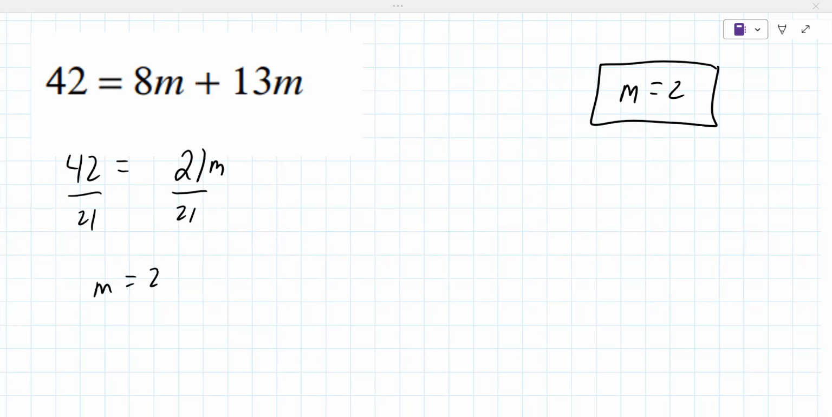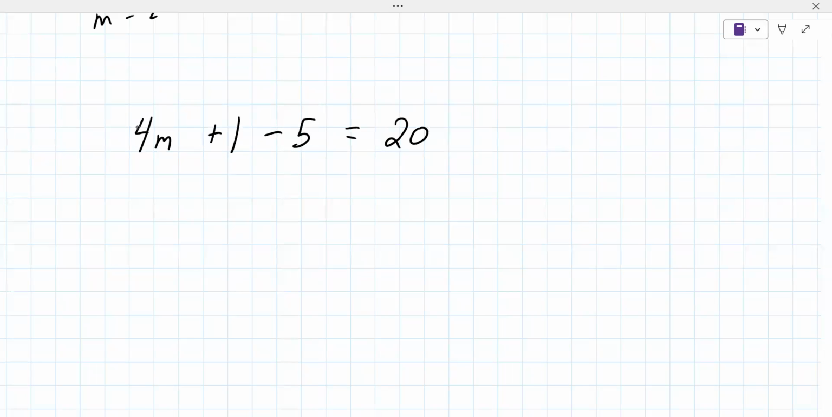All right, now there's some other things that we can do here, and it's not just the variables that combine together. Sometimes you get a problem like this, like 4m plus 1 minus 5 equals 20. When you look at the side with the variable, what can combine? Well, you know that 4m. How do you deal with these on the right here? This plus 1 minus 5. You should be able to add them. So what does that become? 1 plus -5 equals -4. -4. Good.